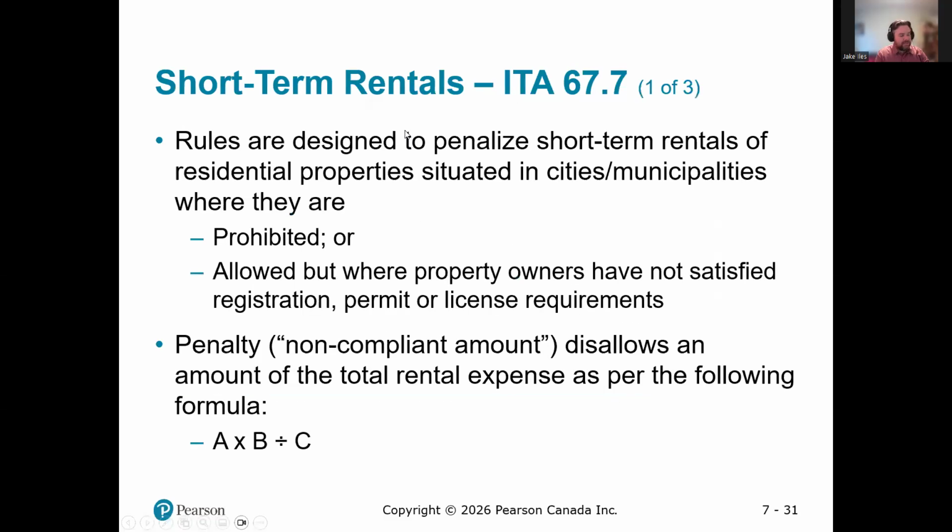There's an additional caveat for rentals, and it comes to short-term rentals. In the age of Airbnb, the prominence of that company or that style of renting out properties has complicated the structure of this tax treatment a little bit. So rules are designed to penalize short-term rentals of residential properties situated in cities and municipalities where they are either prohibited or they're allowed, but the property owners have not satisfied registration, permit or license requirements.